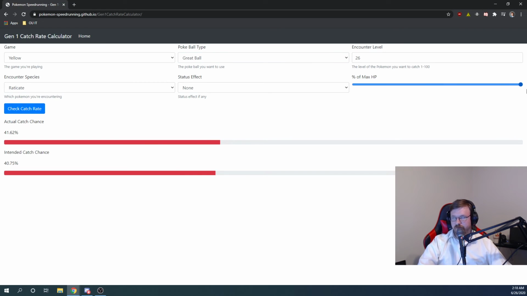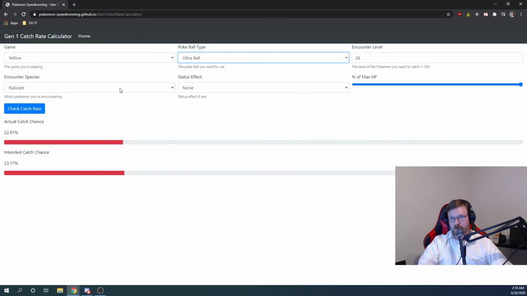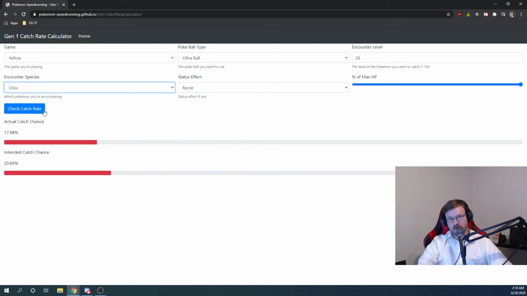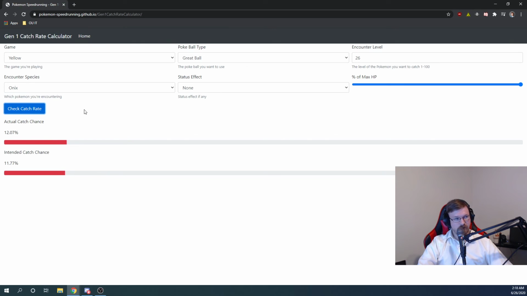And there's also this phenomenon that was previously known about Great Balls at max HP. If you're at max HP, the Great Ball is considerably better than a Poke Ball, and again, even better than an Ultra Ball because of how the formulas work out. And this is really for any Pokemon. You could go to Onix. Oh, yep. Ultra Ball is a lot worse than the Great Ball. It works all over the place.